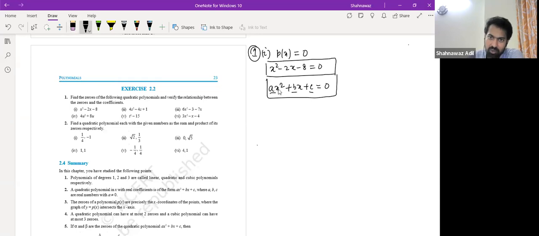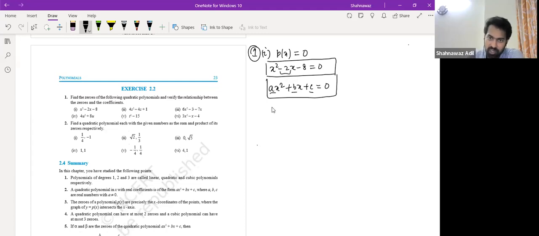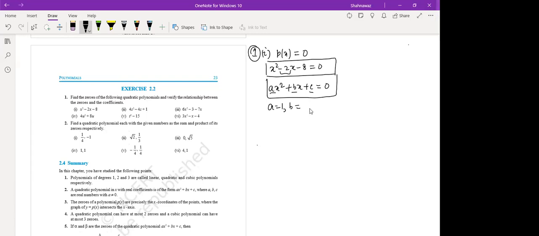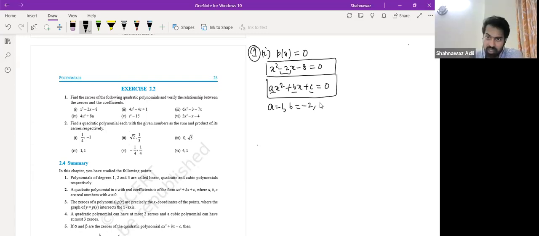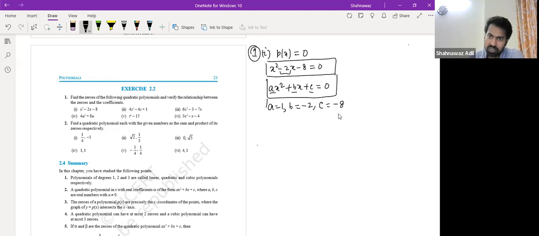The coefficient of x square is a, and the coefficient of x is b, not minus 2x. So the coefficient of x is how much? Minus 2, right? So a would be 1, b would be minus 2, not minus 2x. And c would be how much? Minus 8. So these are the values of the coefficients and constant. This part is clear.